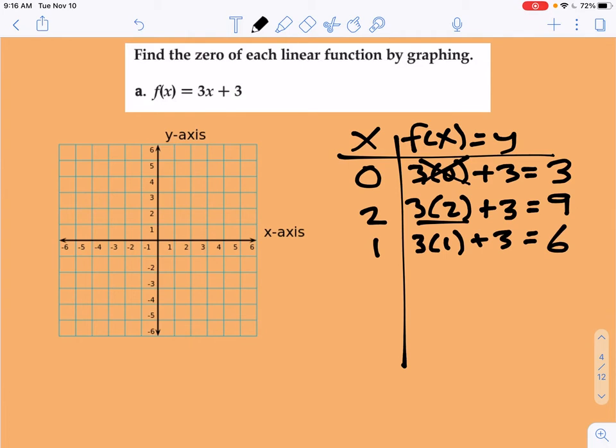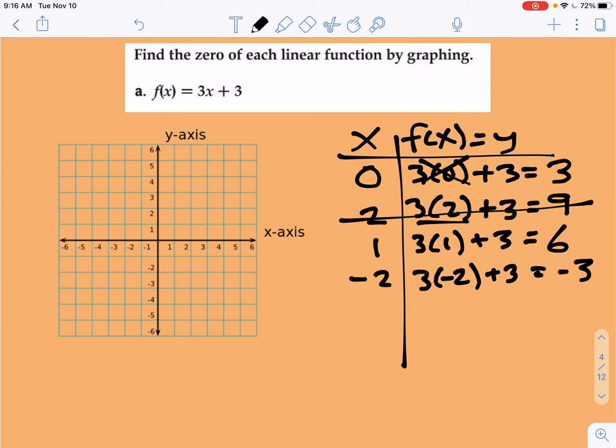And then let's pick a negative number. Let's do negative 2. So 3 times negative 2 plus 3. That gives you negative 6 plus 3, which is negative 3. So I can't really use this one right here, but I can use all 3 of these.